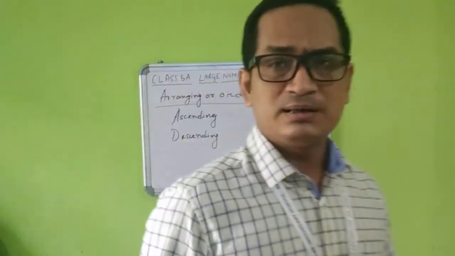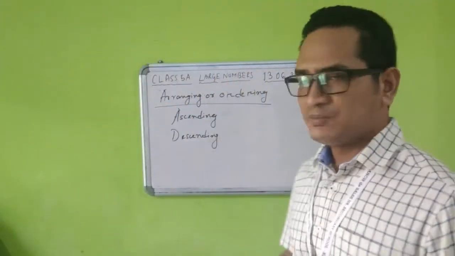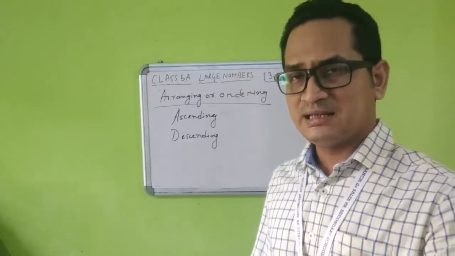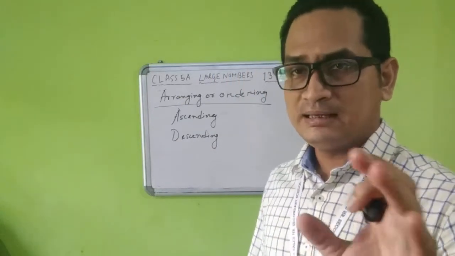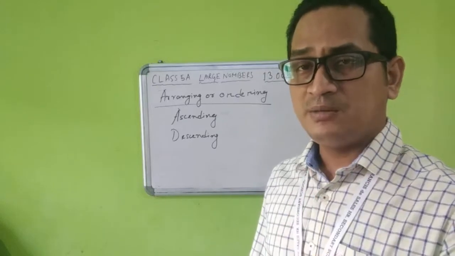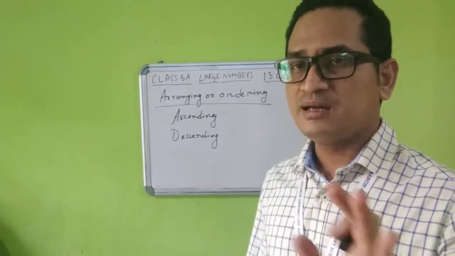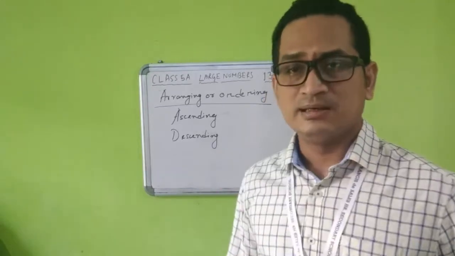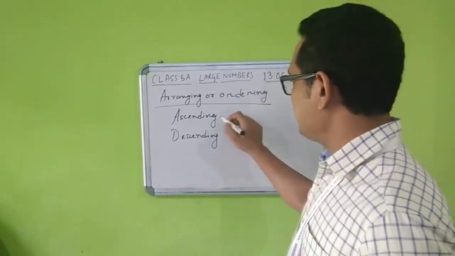So these two are the basic arrangement of any number. Now suppose there are two numbers, then ascending and descending can also be done. But basically, when you are asked to arrange numbers, more than two will be given. It will be four or five numbers together, so that you can arrange this easily. Now, ascending means what?